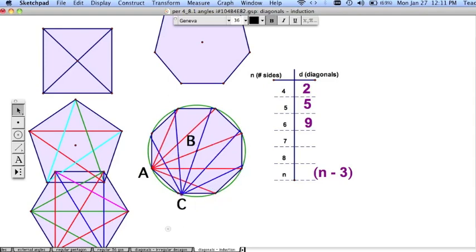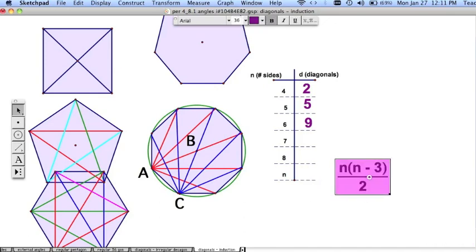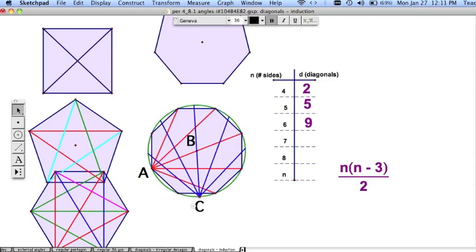How many vertices does this polygon have? Well, it's got 8. But if it's got n sides, it has n vertices. Now, if I do this method, I'm going to double every one of these. So this is my formula. All I've got to do is take this, divide by 2, and that is our mathematical induction. N times the quantity n minus 3, all divided by 2, tells me how many diagonals.